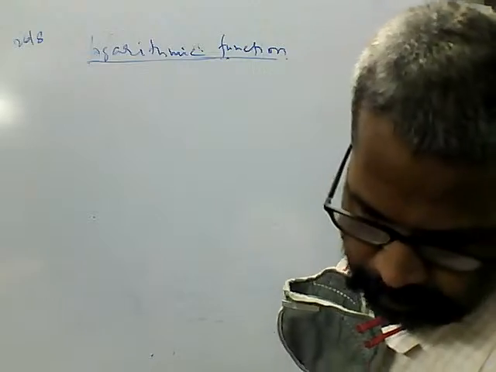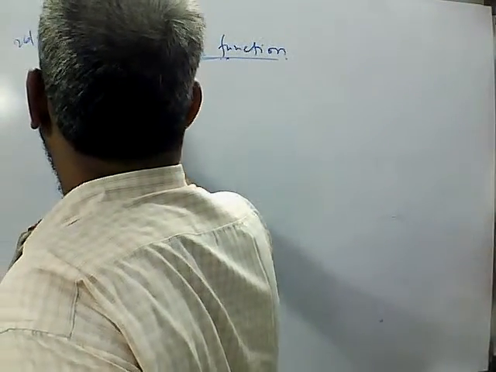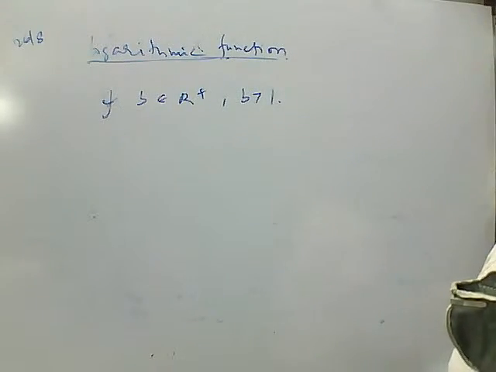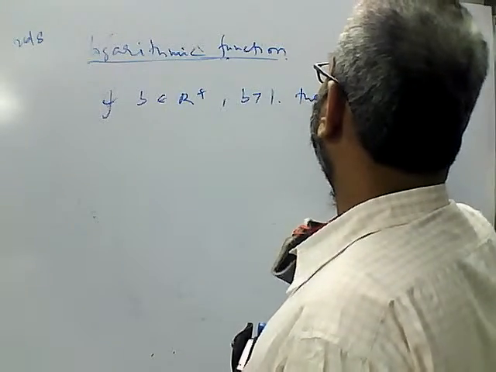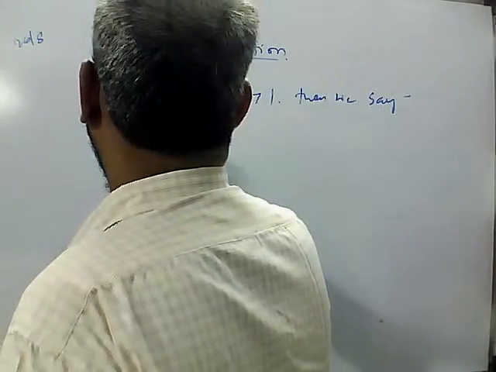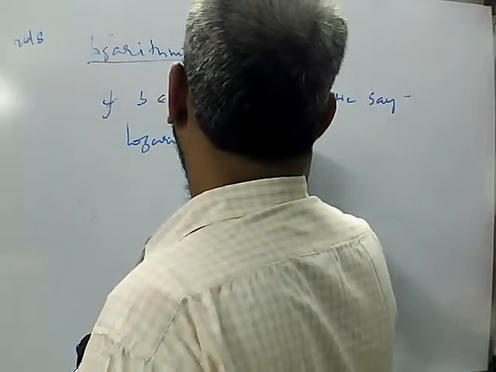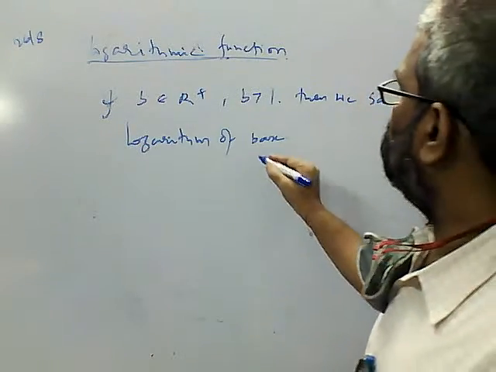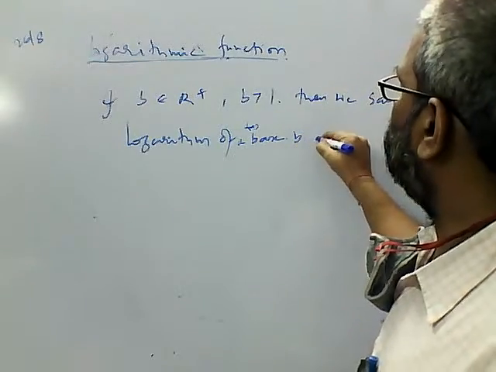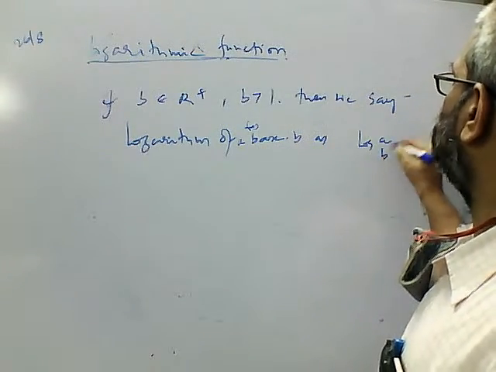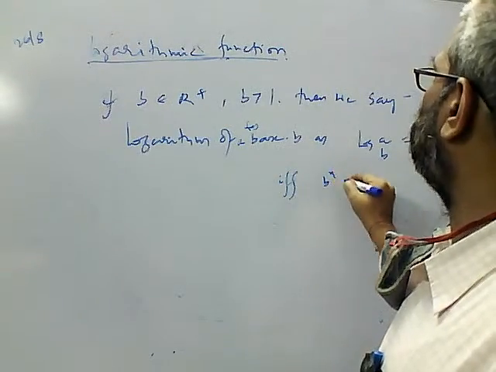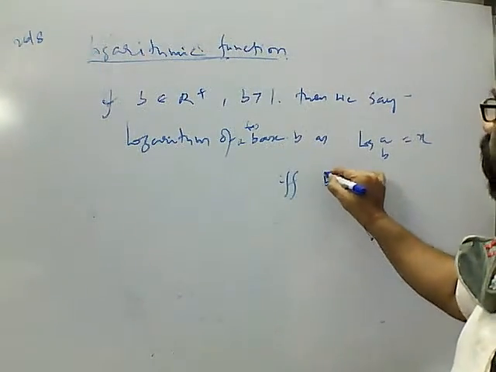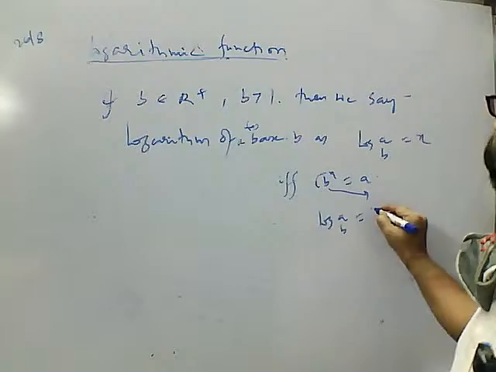Logarithm function we define: if b belongs to R plus, a positive real number and greater than 1, then we say logarithm of a to the base b, log a to the base b, is equal to x if and only if b power x is equal to a. So b will be taken down and x will come down. So log a to the base b is equal to x.